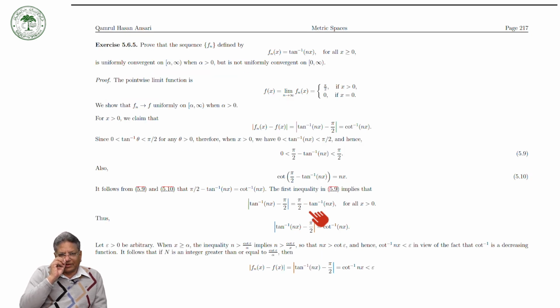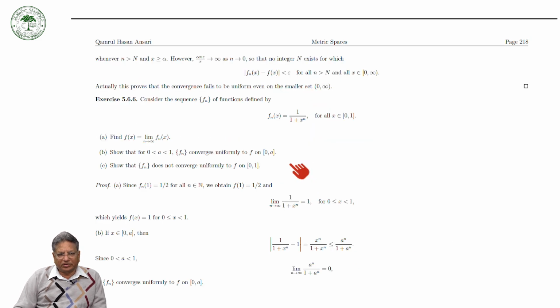Prove that the sequence Fn defined by this is uniformly convergent on this set but not uniformly convergent on this one. You see this is the closed interval alpha to infinity, alpha must be greater than 0. On this space it is uniformly convergent, but not on this space. I have given the proof that you can see.